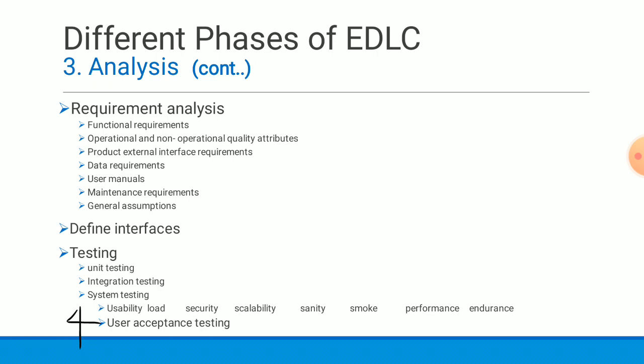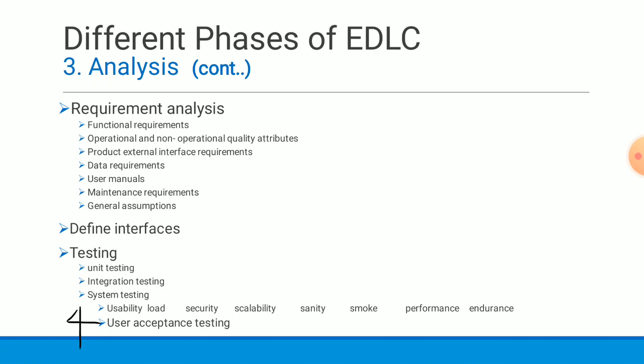So under the system testing, various other tests are there. One is usability testing. Usability testing tests the usability of the product. Load testing tests the behavior of the product under different loading conditions. Security testing tests the security aspects of the product. Then scalability testing tests the scalability aspect of the product, whether the product is scalable or not, or how much scalable the product is.